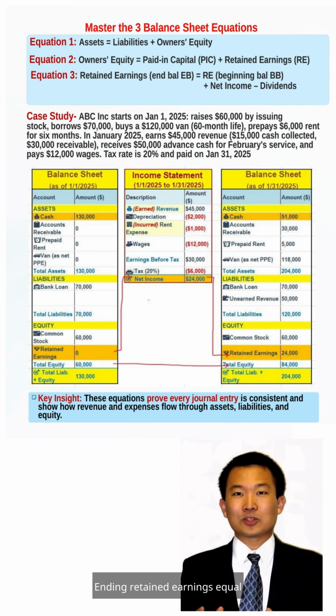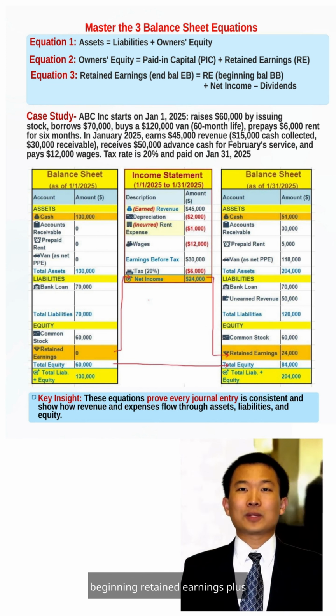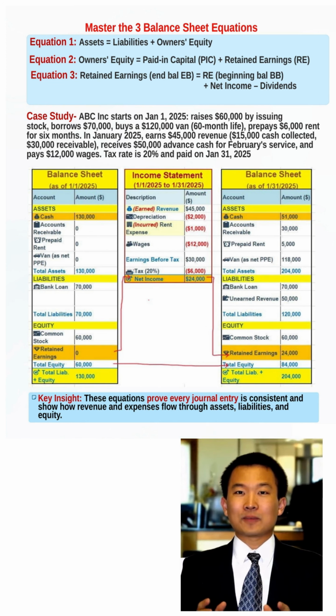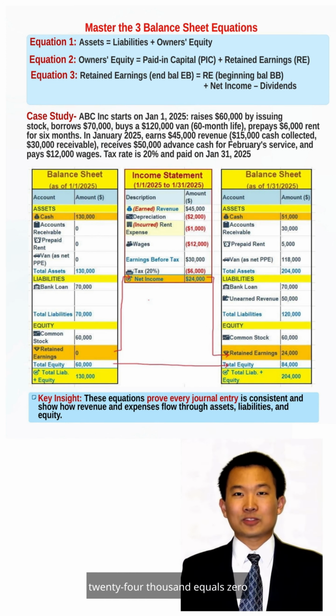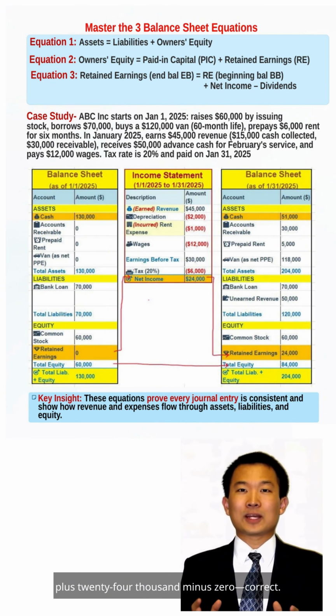Correct. Ending retained earnings equal beginning retained earnings plus net income minus dividends. On January 1st, 0 equals 0 plus 0. Correct. On January 31st, $24,000 equals 0 plus $24,000 minus 0.